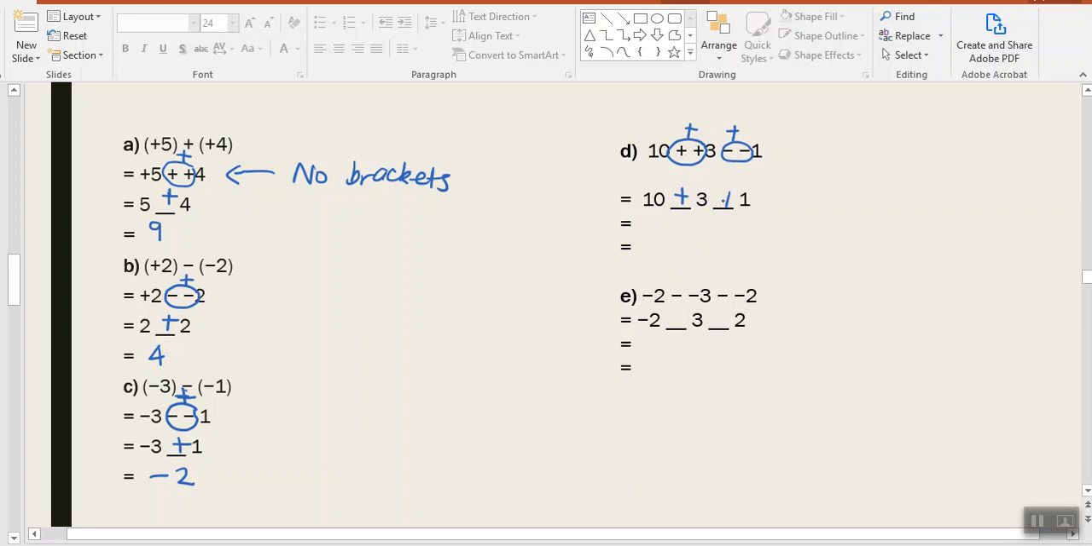10 plus 3 plus 1. So left to right, 10 plus 3 is 13, and then plus 1. And then, sorry, it should be, it's on the line. 13 plus 1, the answer is 14. So 1 equal sign per line. And the last one, we've got a -2, take away a -3, take away a -2.